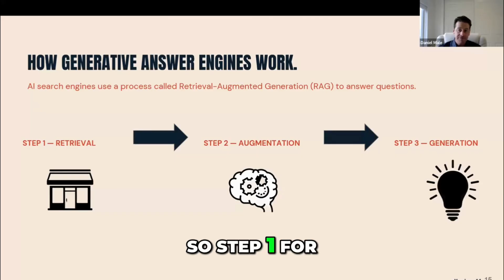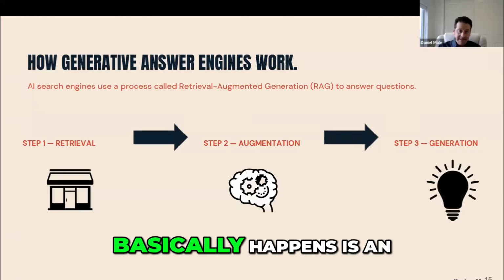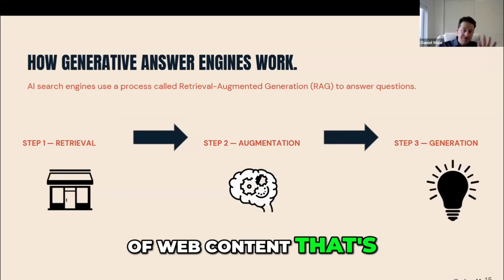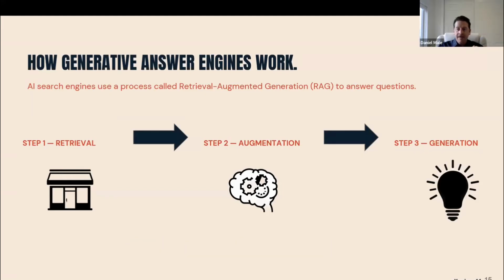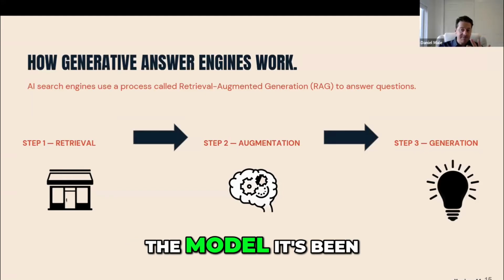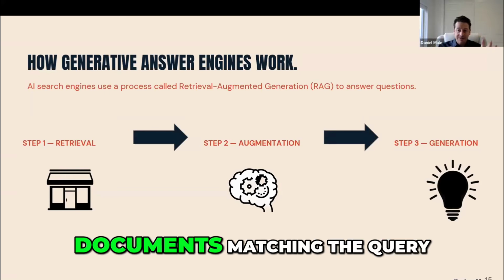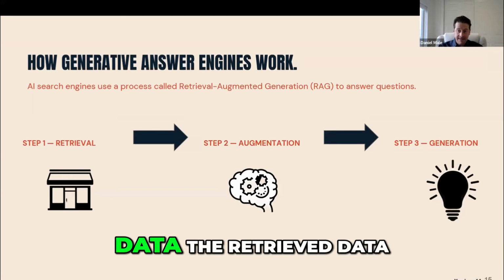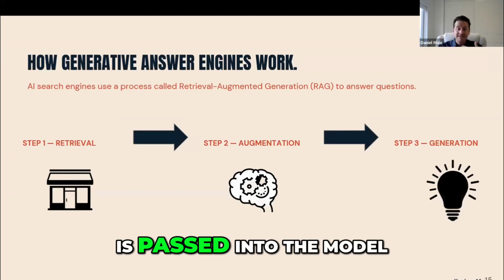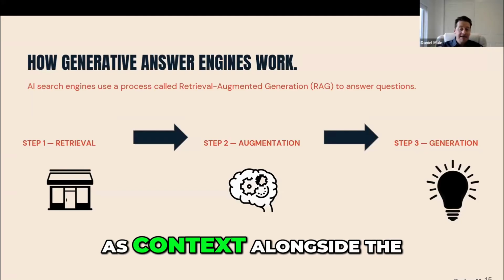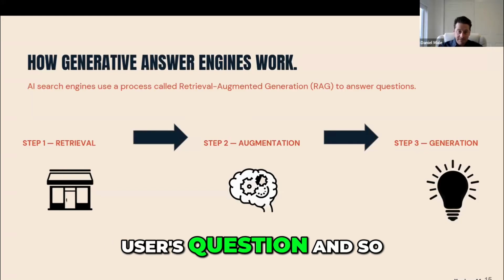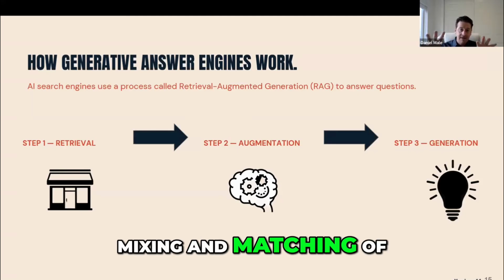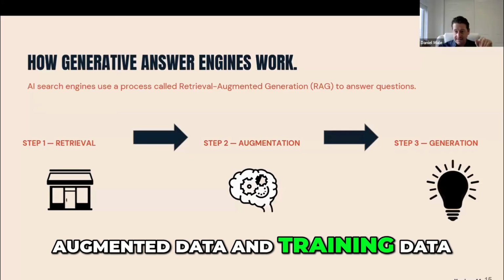So step one for the retrieval process, what basically happens is an AI searches an index of web content, also known as a data store, that is outside of the model it's been trained on to find documents matching the query. Then it augments that data. The retrieved data is passed into the model as context alongside the user's question. And so it's this kind of mixing and matching of augmented data and training data.